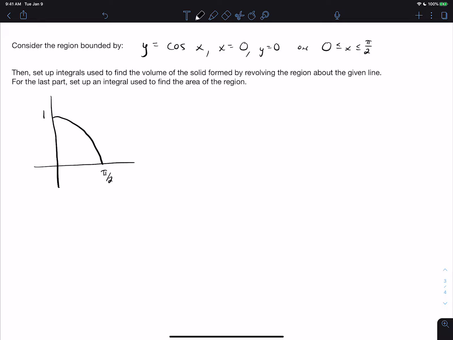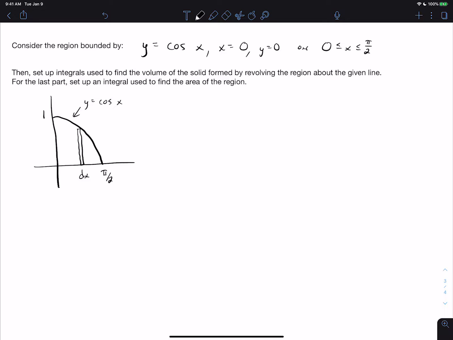We know this is at 1. We know that the x-intercept is at pi over 2. We can use a rectangle that goes either way. I'm going to choose a vertical rectangle with base dx. If we chose a horizontal rectangle, we would want to solve for x, which would mean we'd need to use inverse trig, and I'd like to avoid that. So because it's dx, we're going to have everything solved for in terms of x, but we're going to solve for y. And so we're just going to label that as y equals cosine x. That's it for getting the region set up.